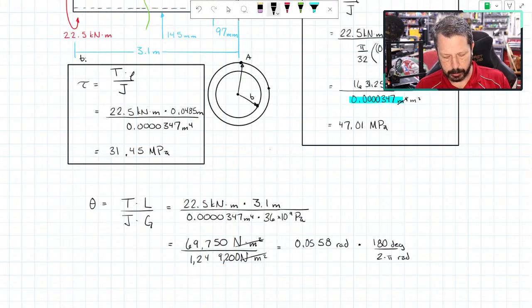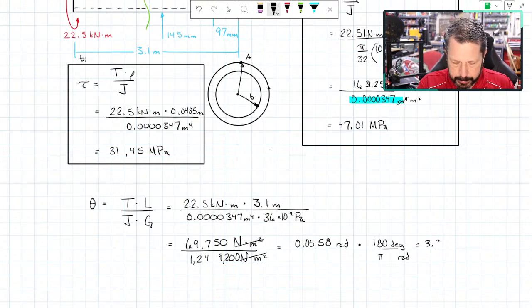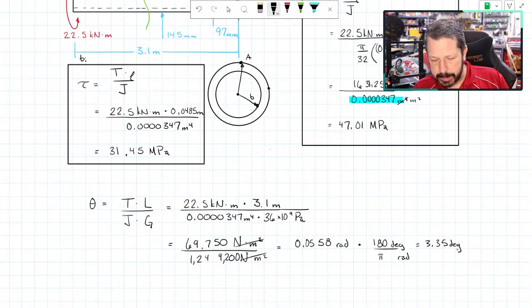and then multiply by 180 and divide by 2 pi. Oh, no, not 2 pi, just pi. I was thinking wrong. Just pi. 3.35 degrees. All right. So 180 degrees is 1 pi, not 2 pi. 2 pi would be the whole circle. Now, I guess you could do 360 over 2 pi, but I kind of put them together. So 3.35 degrees. I think WebWork's going to like that number.